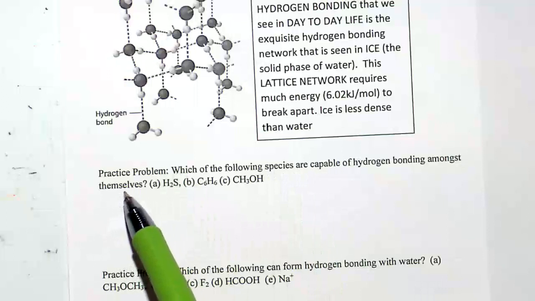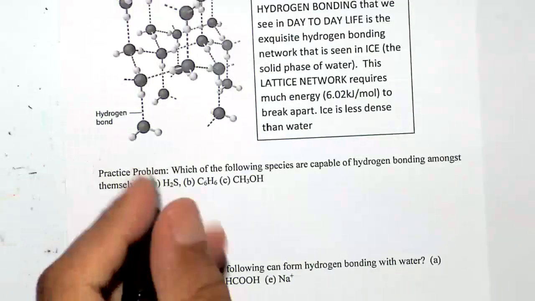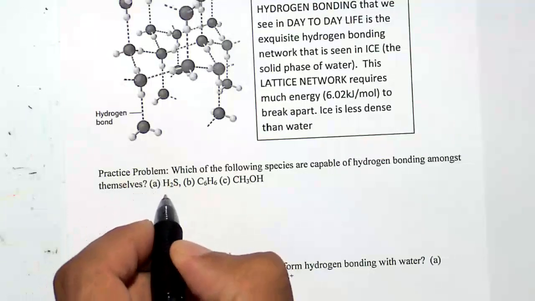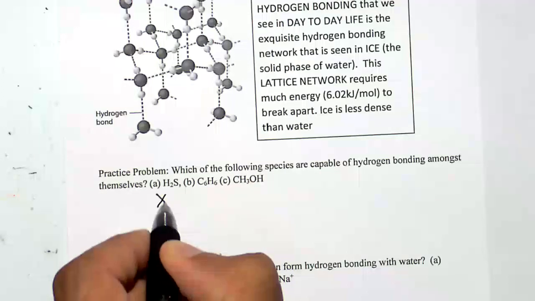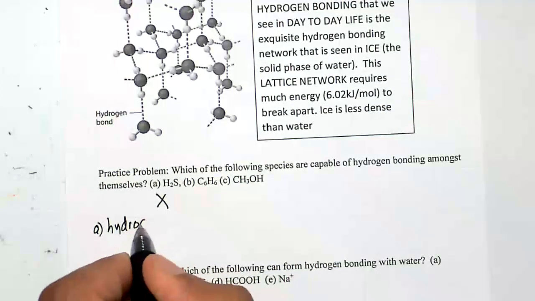Which of the following species are capable of hydrogen bonding amongst themselves? Okay, with themselves, not with another molecule, with themselves. So what do you guys think here? Hydrogen sulfide, yes or no? No. Okay, hydrogen sulfide would not. This is hydrogen sulfide.